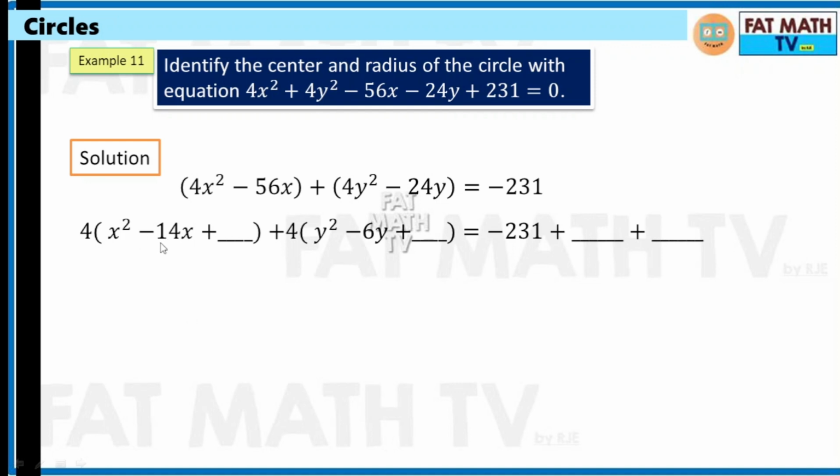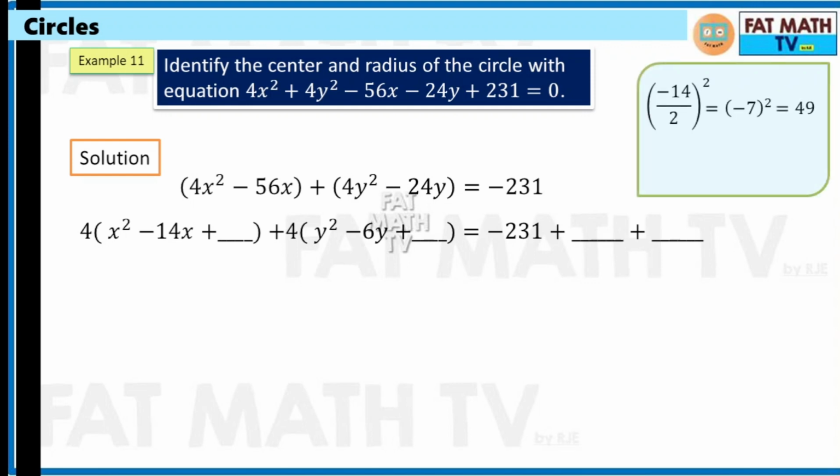Okay, half of negative 14. Completing the square this time. Half of negative 14 is negative 7. Negative 7 squared is 49. So add 49 here. But as you can see, 49 here on the left side of the equation is still being multiplied with 4. So what you add to the right side should also be 49 times 4. Same is true with this one.